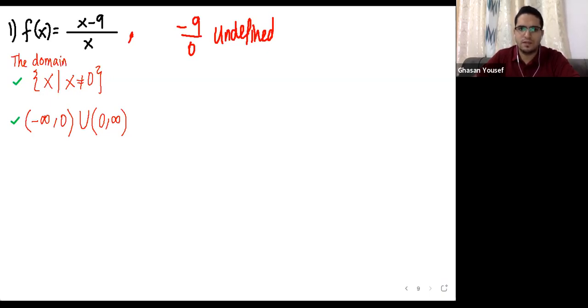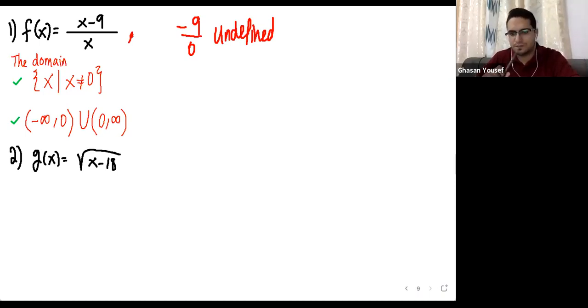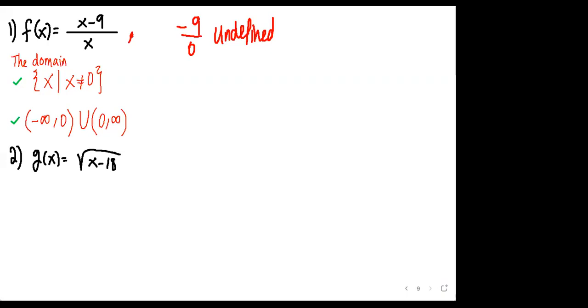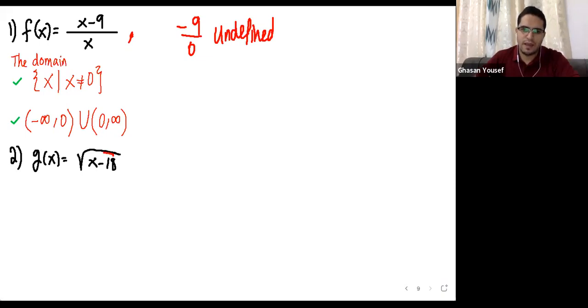Now for the second one, number 2. Square root of, the function is g of x equals square root of x minus 18. What possible input can I plug inside this function? It has to be 18 and above. Yes, exactly. So inside this radical should be positive, starting from 0 and going to infinity.